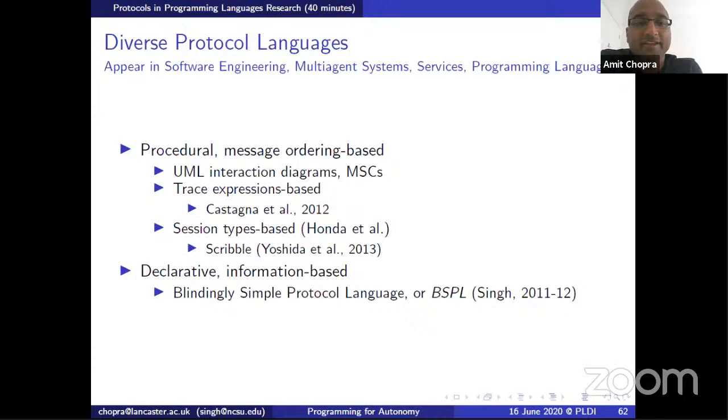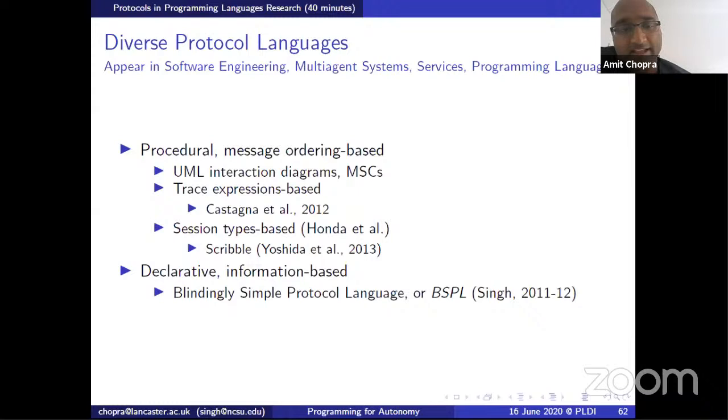And in the programming languages community, two kinds of approaches have been studied. There is the trace expressions based approach for specifying protocols. It is a more automata-theoretic approach where you specify protocols as some kind of enhanced regular expression and then work out the enactment. So that's the trace expressions based approach. And the work we're going to look at here is by Castagna et al. And there is the other body of work which derives from work on process calculi, and this is session type based approaches for specifying protocols. Honda et al. and his collaborators have done some influential work in this area.